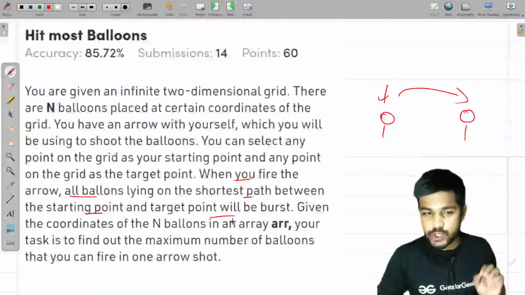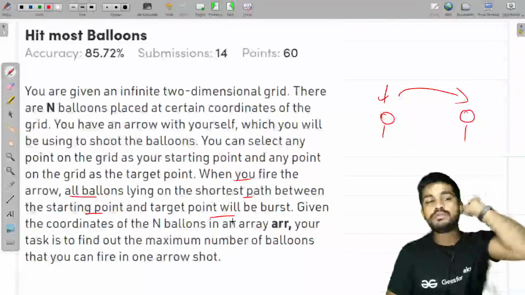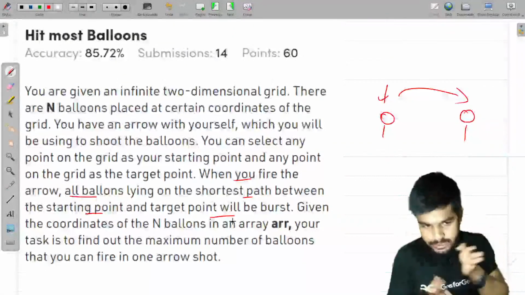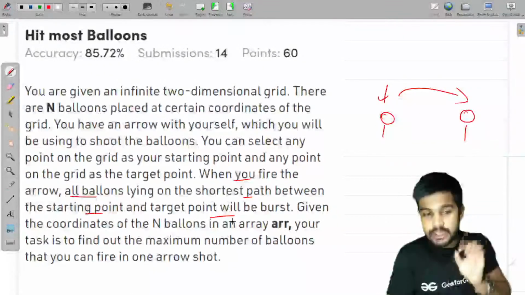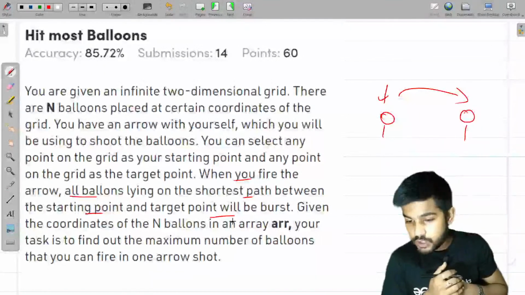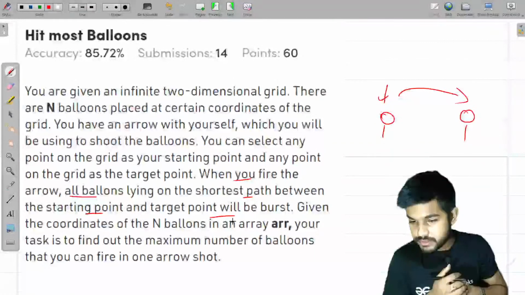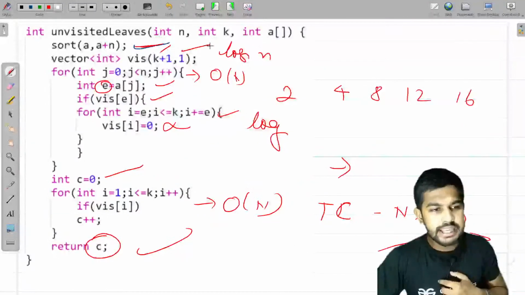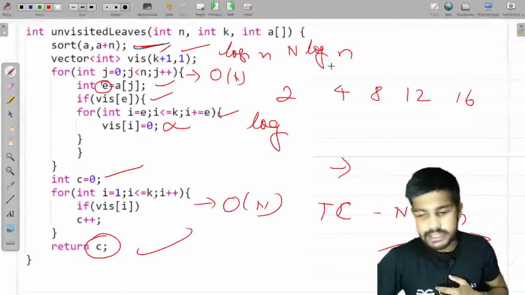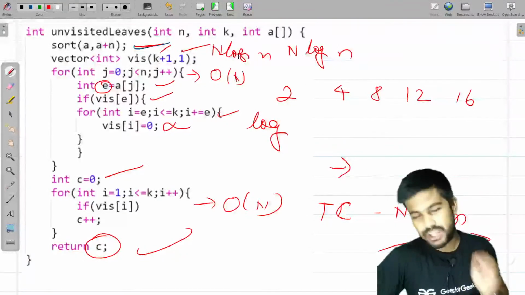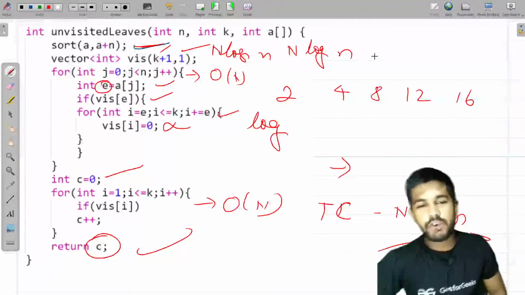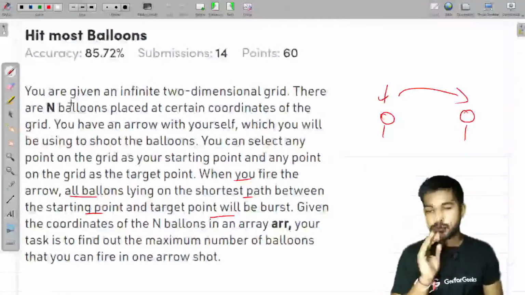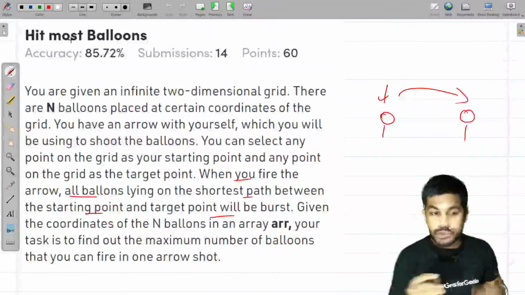What it is trying to tell is we will be allowed to shoot only one time, and the balloons which are on the shortest path would be maximum. And what can be the maximum? Sorting is n log n. I'm sorry, I made a mistake. Sorting would give you a time complexity of n log n. Now the first most important thing is that this question is easy.